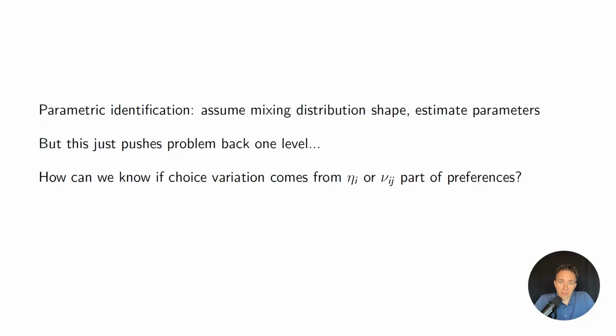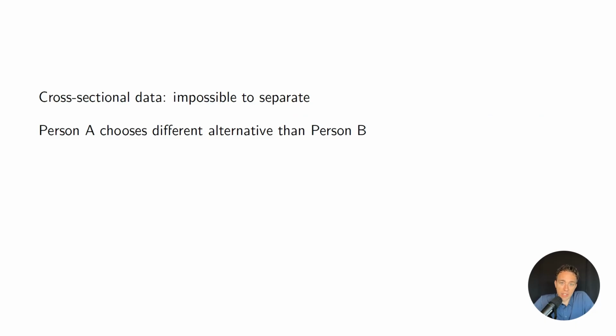So the critical question of identification is, how can we know if the variation in observed choices comes from the eta i or the nu ij part of preferences? That's the critical question. If we have cross-sectional data, it's going to be impossible to separate these unless we make a parametric identifying assumption, like I just said. We have that person A is choosing a different option than person B, but we don't know if that's because person A has fundamentally different tastes than person B, or if the random shocks of the choice situation resulted in that difference in chosen alternatives.